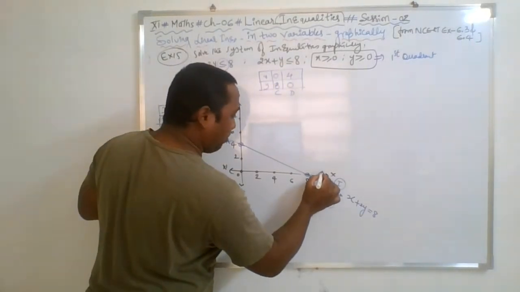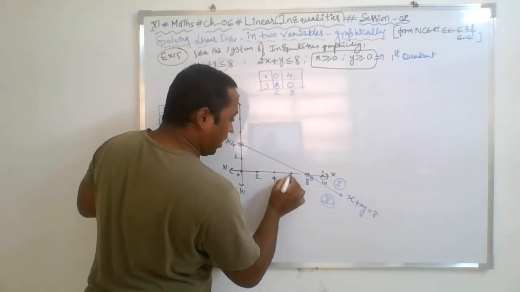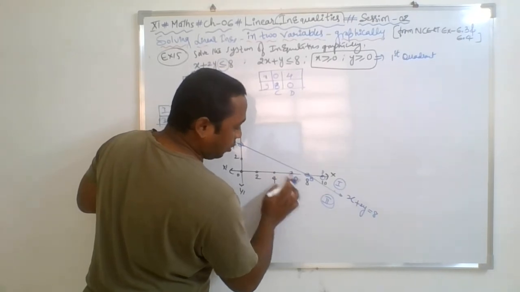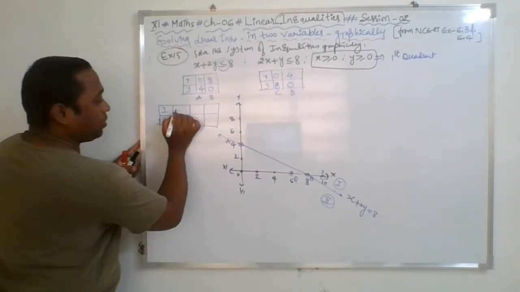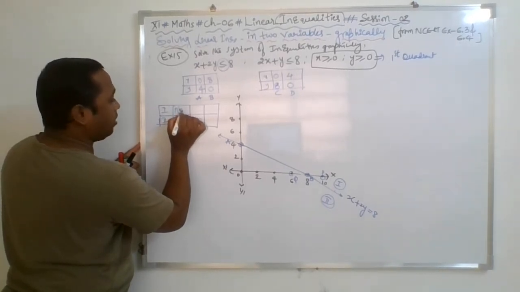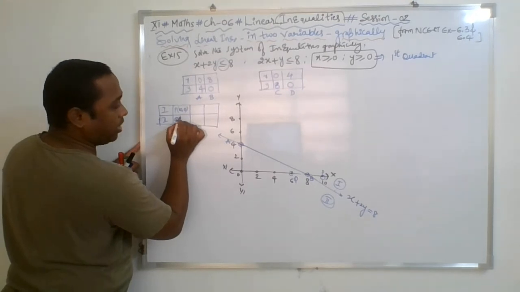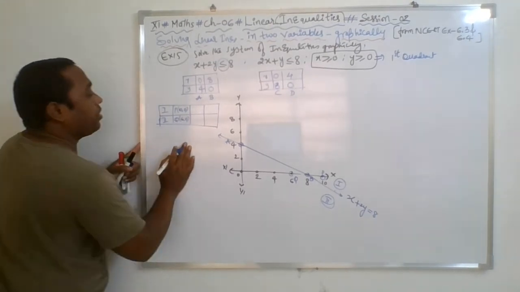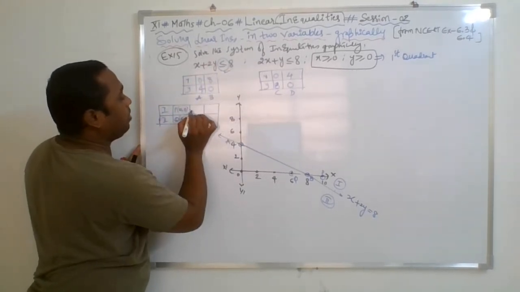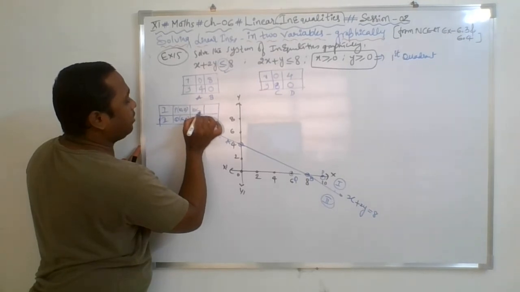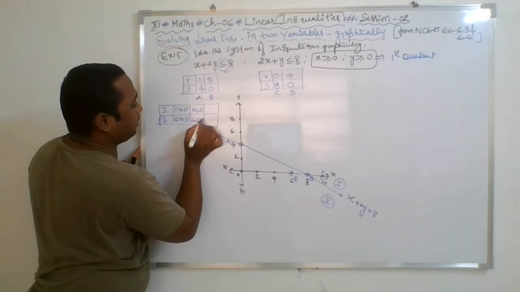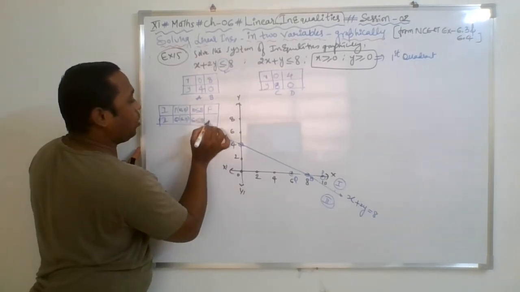So from here I am taking a point P and from here a point Q. P belongs to the first half plane, Q belongs to the second half plane. The point P I have taken is 10, 0. The point Q I have taken is 6, 0. If I put the x, y values into the inequality, I am getting 10 is less than 8. If I put the other point over here it gives 6 is less than 8. So first one is false, second one is true.